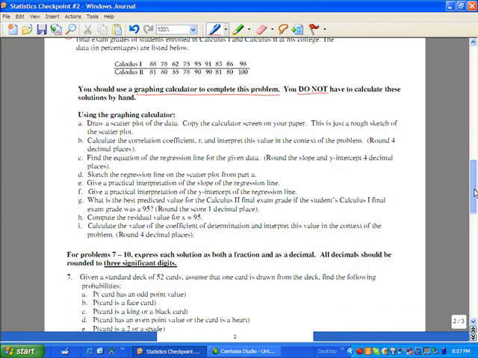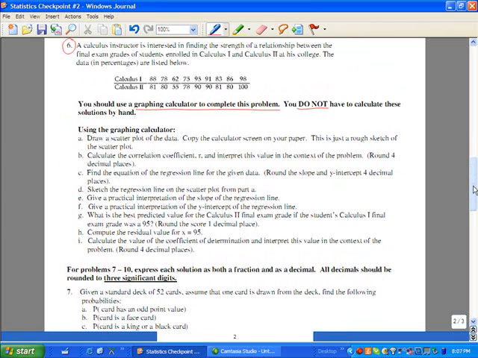Again, as I mentioned earlier, when the calculator is doing all the work, the interpretation is very important. Notice here, you've got to interpret the value in the context of the problem. So you've got to write a sentence. Give a practical interpretation. Let's see where else you need to write a sentence. Here, interpret the value in the context of the problem. The sentences are a very important part of this problem. Make sure you do not skip that. It's going to count several points.